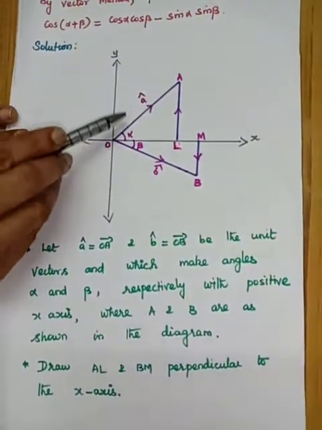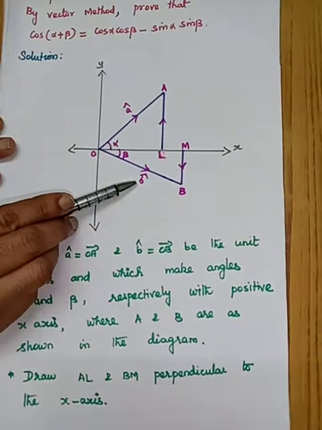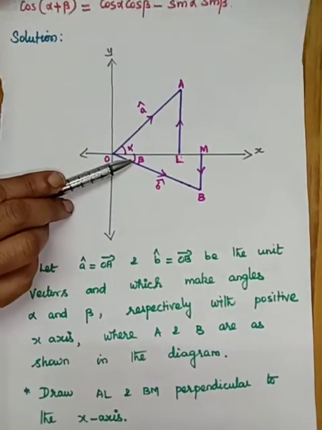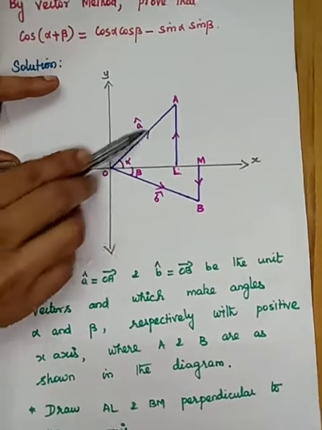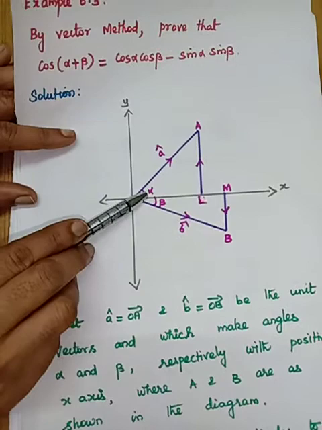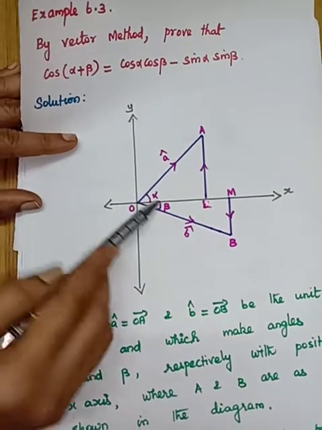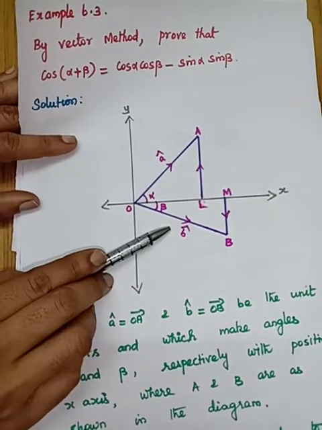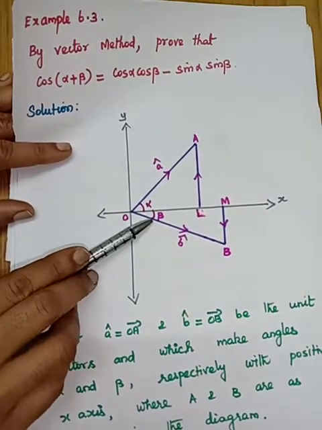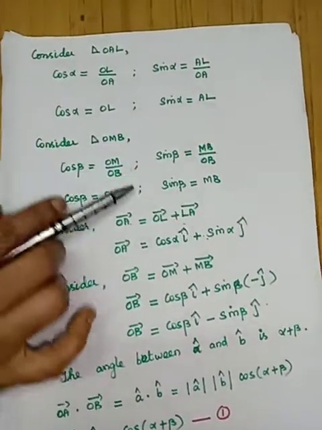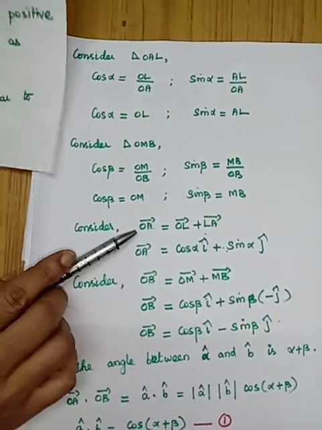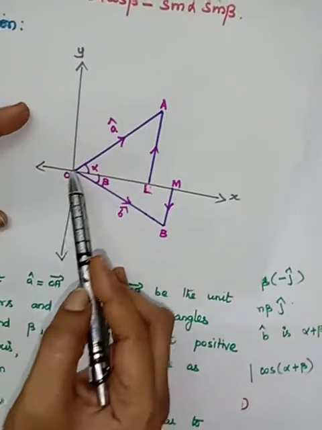So the A vector and B vector are unit vectors, they make angles alpha and beta with the x-axis, and using the triangle, what is the triangle? OAL, you have to find cos alpha, sin alpha. In the same way, in the next triangle OMB, you have to find cos beta and sin beta. The same thing you have to proceed. Already I have explained. Now you consider the triangle OA vector.